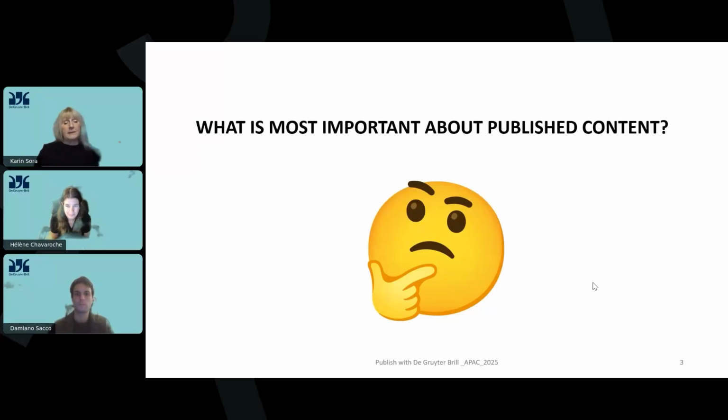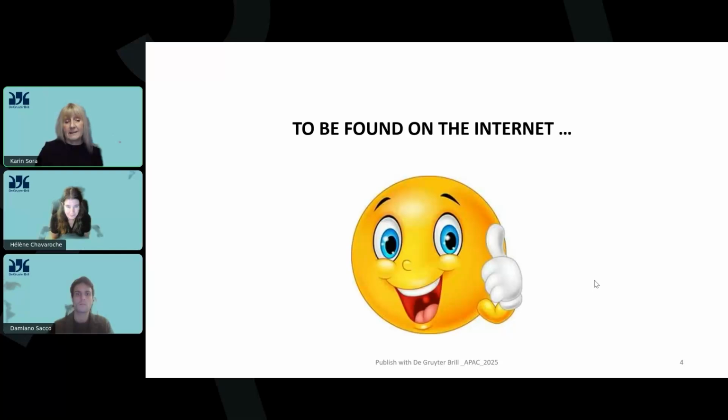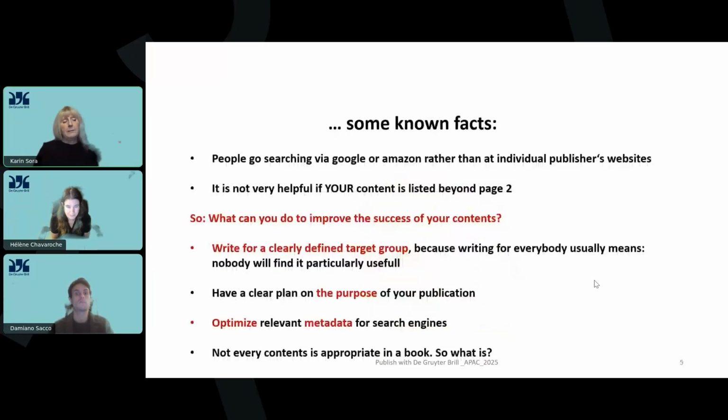So what is the most important thing about published content? I leave you 3 to 1 seconds just to think what comes to your mind. And the most important thing is that your content is found on the internet. Some known facts: people go searching via Google or Amazon or ChatGPT rather than on the individual publishing websites. So it would be very helpful if your content is not listed beyond page 2.